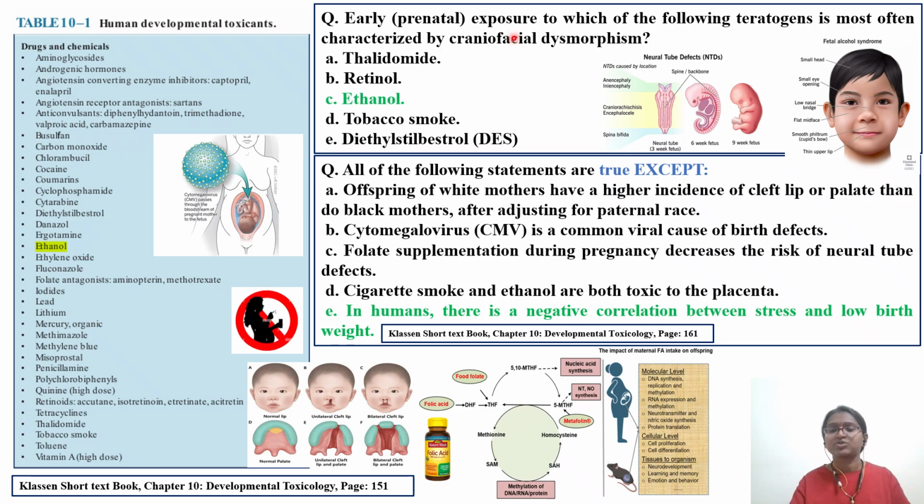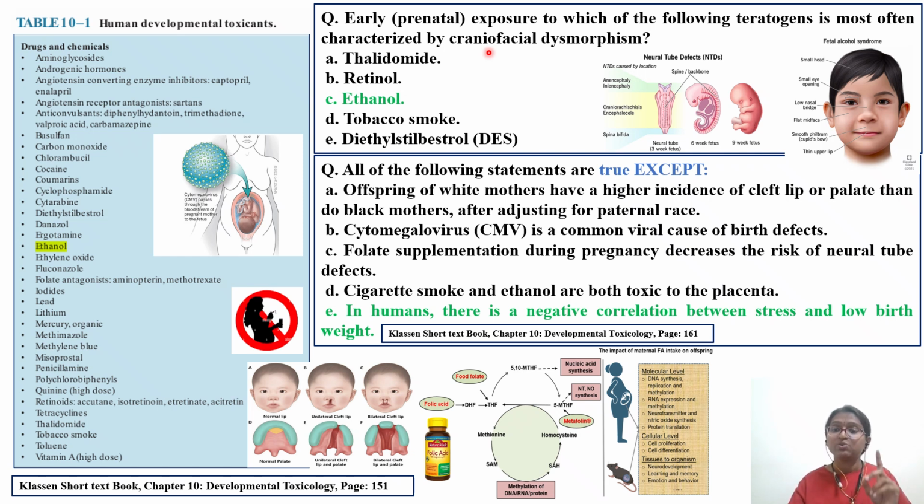Early prenatal exposure: during early exposure to which of the following teratogens? All of these cause teratogenicity. The condition is most often characterized by craniofacial dysmorphism. There will be changes in the face, and microcephaly, a small head, will be there. The answer is ethanol.